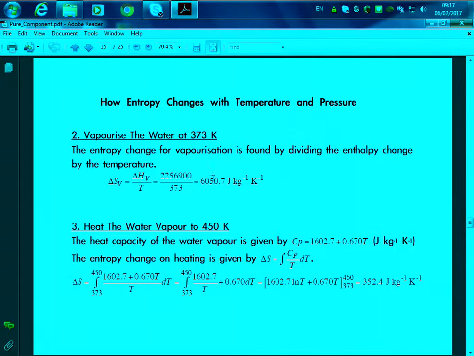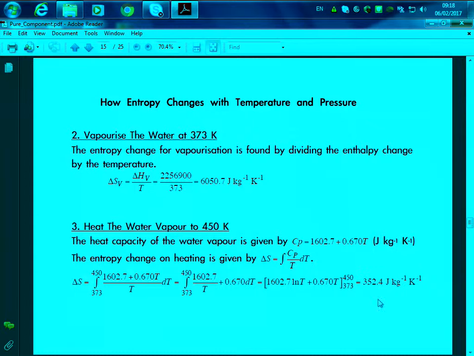Then we go to heating the water vapor to 450 Kelvin. So we are heating the vapor more. And here we had an equation as well. The Cp was defined as a function of temperature for this further heating. Then we use the same equation. We have constant pressure, so the equation will only be a change against temperature, and therefore we have the temperature. We substitute. This is basically mathematical working, and then we get this change in entropy.